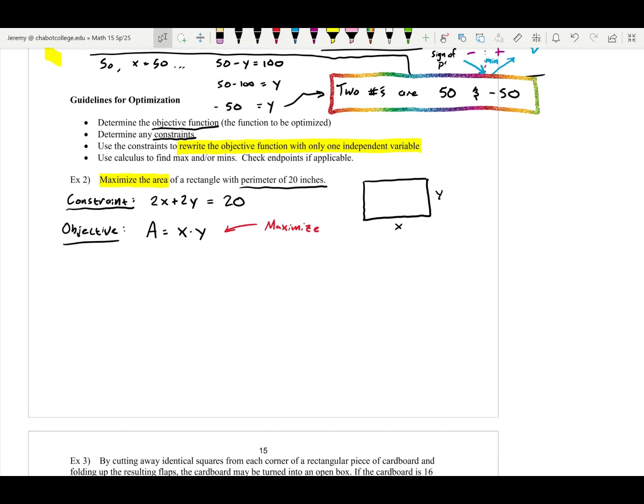All right, pretty good. So the next thing is we want to rewrite this objective equation in terms of a single variable. So x we could go with. You could do it in terms of y as well. It's totally arbitrary which variable we try to eliminate. But I feel like usually we like expressing things in terms of x. So here's what we're going to do for our rewrite.